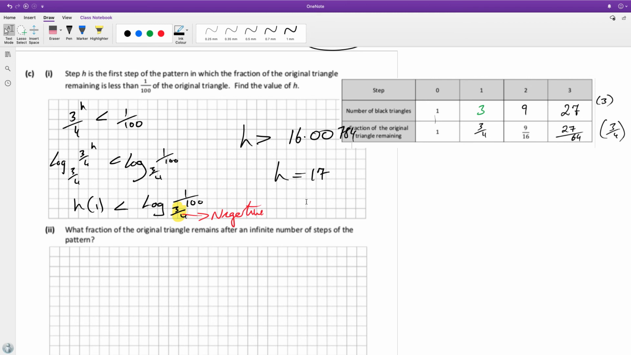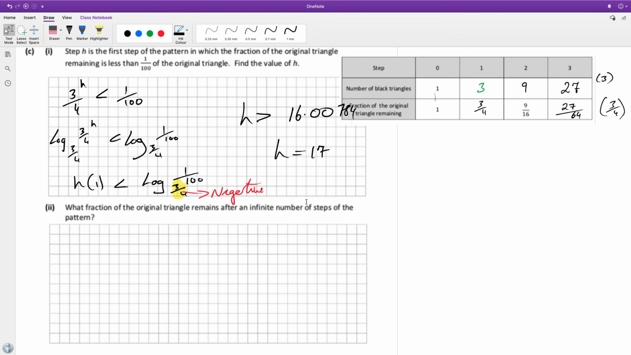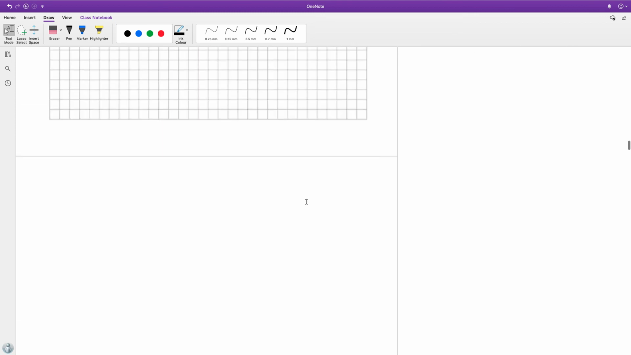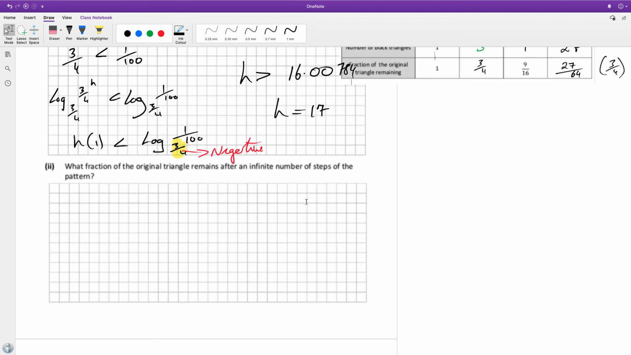It's fraction. Right. What fraction of the original triangle remains after an infinite number of steps of the pattern? What's the important word there? Infinite. Formula for infinite, for dealing with what type of sequence is it? Geometric. Formula for sum to infinity is a over 1 minus r.